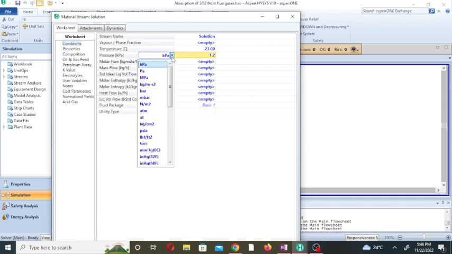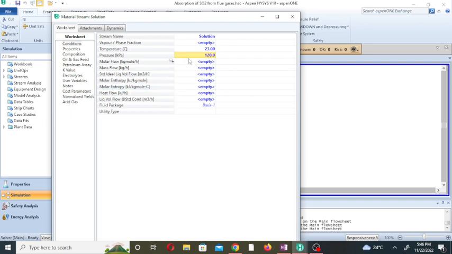So from kilopascal we will convert into bar. 1.2 bar is equal to 120 kilopascal. So this is 1.2 bar, and the mass flow rate of the solution is 2700 kilogram per hour.